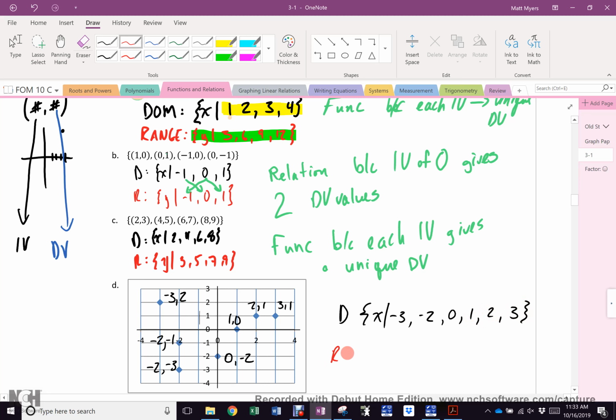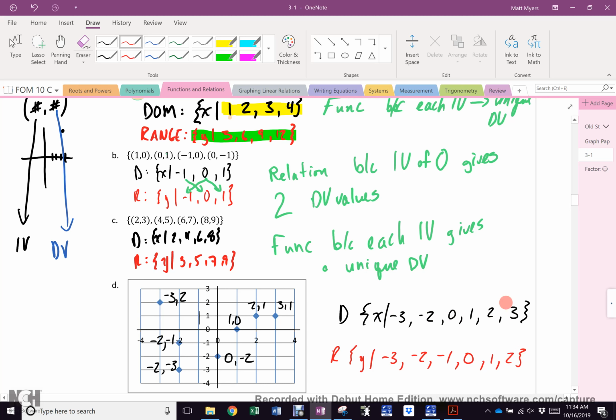What's my range? What goes first? The highest or the lowest number? Where do you find the lowest y value on a graph, top or bottom? So what is it? Negative 3, then what? Then what? Then what? Then what? We write 1 twice? Then what? 2.